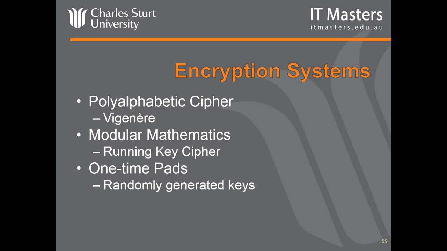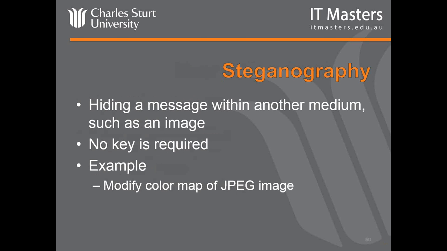running key ciphers, for instance, and one-time pads where we have randomly generated keys. If done correctly, a one-time pad with a truly random key can be the ultimate perfect crypto system. Actually getting random numbers and getting all that to work and only using it once is the difficulty.